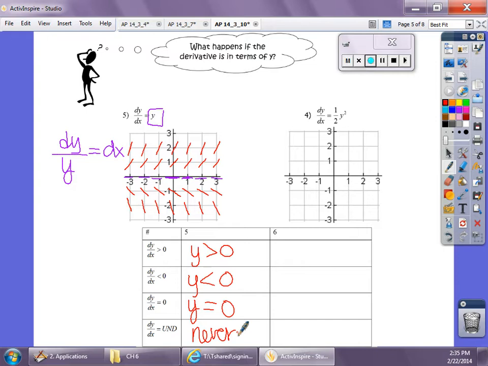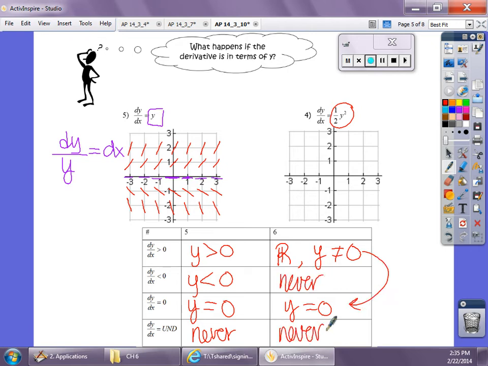This guy over here, same thing. I'm not going to create the slope field, but I want to answer the question. When is the slope going to be positive? Well, let's start with the 0. It's always easier to answer the 0 question. This would be 0 when y is equal to 0. Therefore, it's positive because it's a y squared, for all real numbers except y cannot equal 0. Because if it was 0, the slope would be 0. This is never, and this is never, just like before.